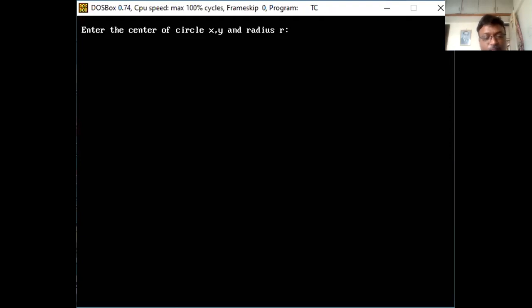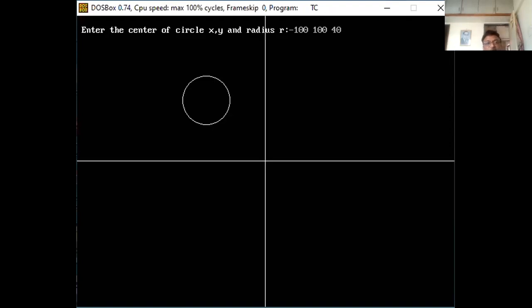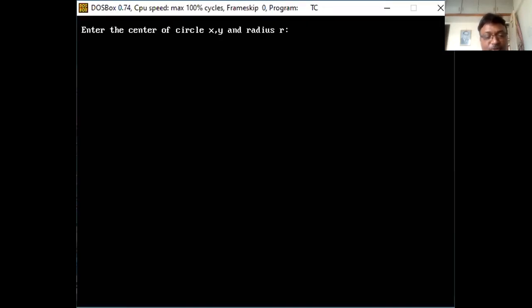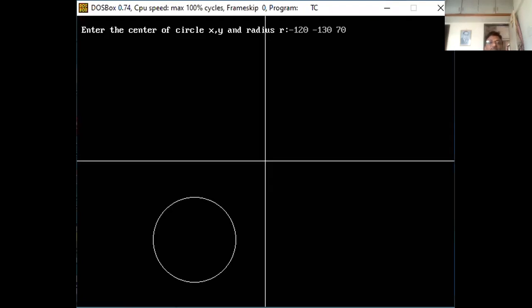I want this circle at minus 100, 100, and 40. Minus 100, 100 is in the second quadrant, so the circle should appear in the second quadrant. Now again I have to change this to my third quadrant. Suppose minus 120, minus 130, and my radius of the circle is 70, because radius is not negative. Radius is always positive, so you have to use the positive value. So this is how the circle should appear.